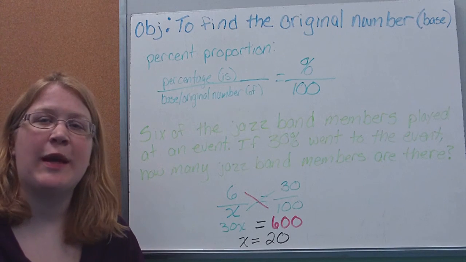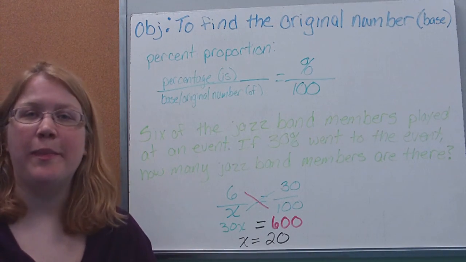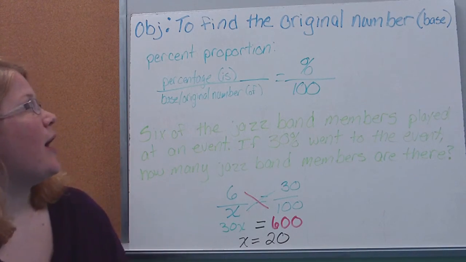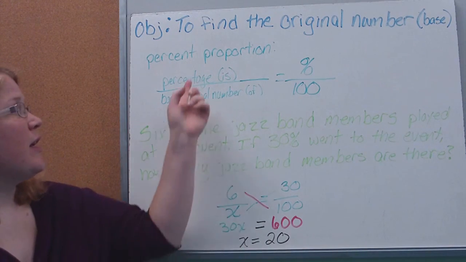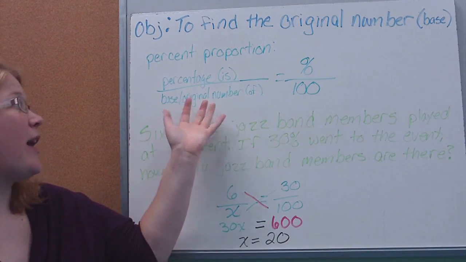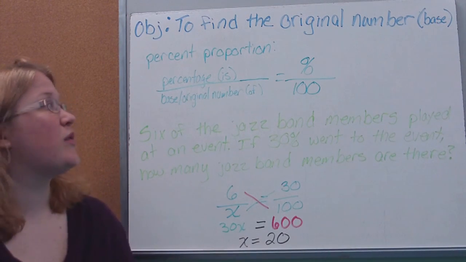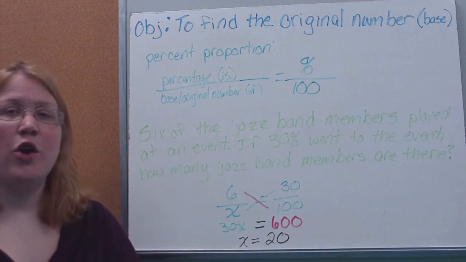We're still continuing with percentages. We're still going to use our percent proportion, but now we're going to solve for the original number, or what we've called the base. We can call it either one. So again, here's your percent proportion. The percentage goes on the top. The base, or our original number, goes on the bottom. And again, I've reminded you, is and of are generally the words that we see next to those numbers. It's equal to percent over 100.